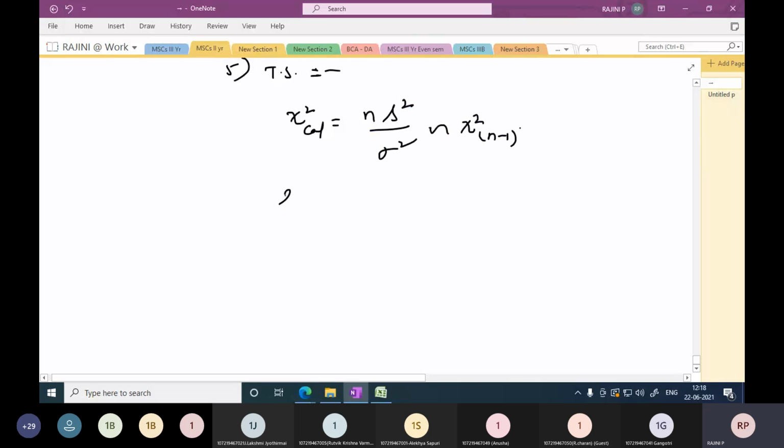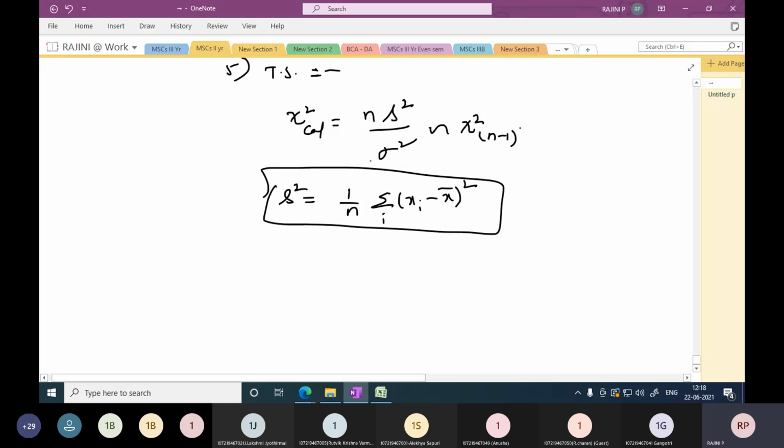Now just tell me what is the small s square? One by n summation over i is equal to 1 to n, xi minus x bar whole square. Yes, very good. Fine. Okay, you need to calculate this value. And the sigma square value will be given under H naught. And next you go for the table value. And next we'll go for the conclusion.